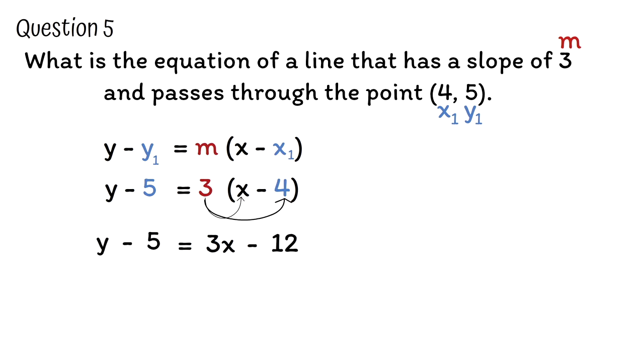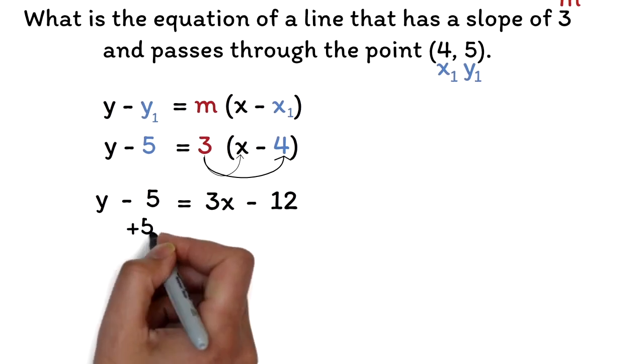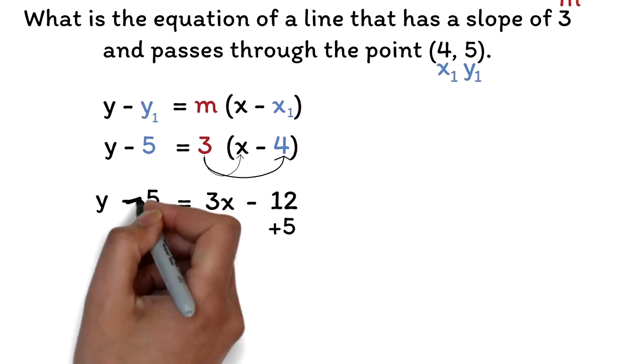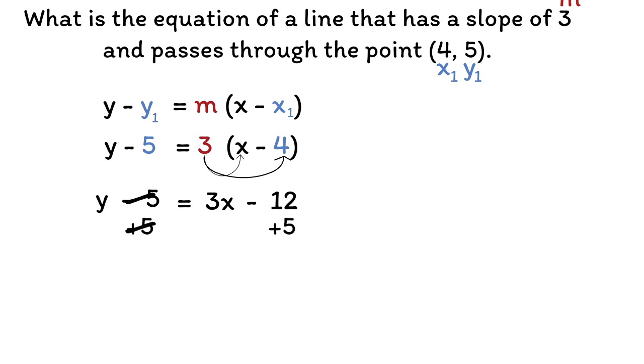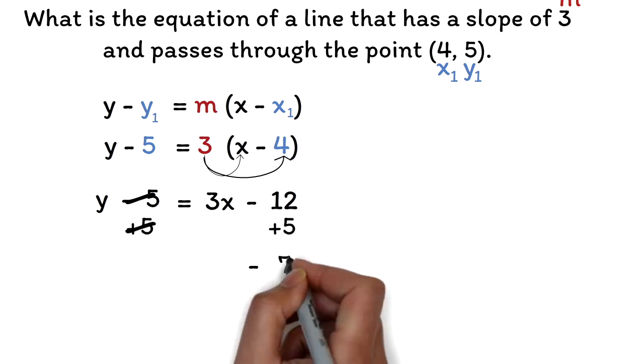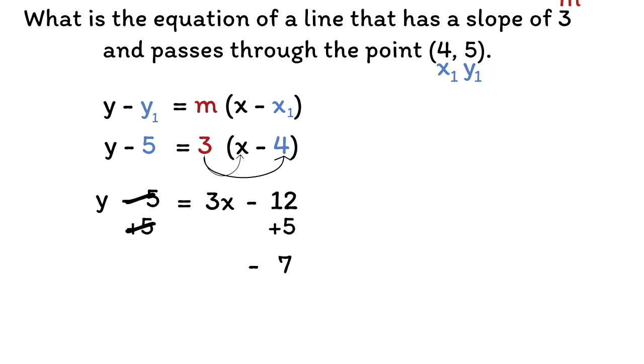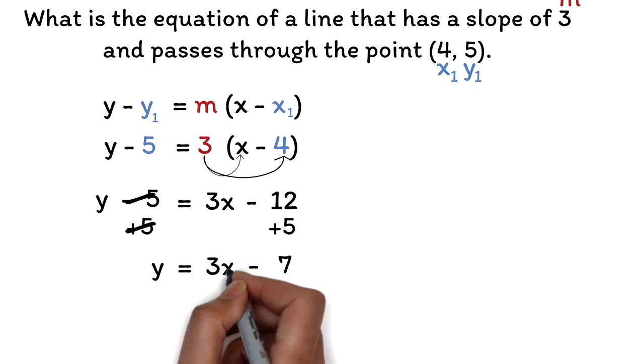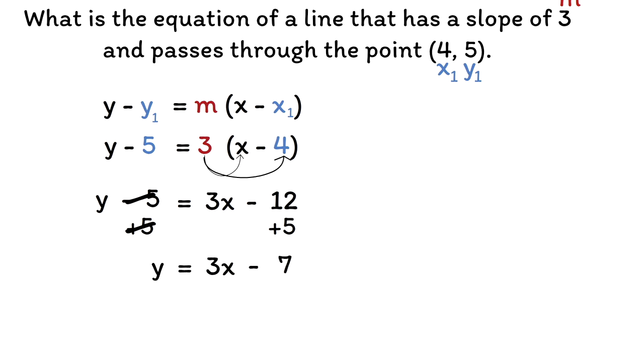To get the y by itself, we will add 5 to both sides. The 5 will cancel out. Negative 12 plus 5 is negative 7. So the equation of the line is y equals 3x minus 7.